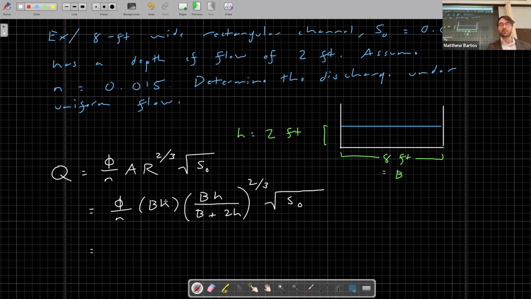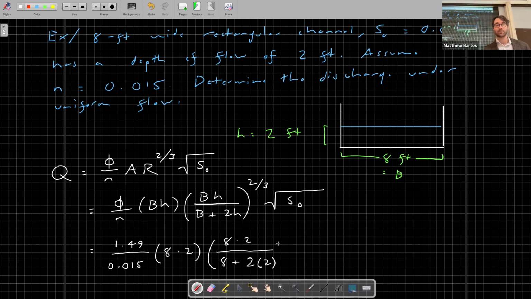Okay, let's put in actual numbers here. So what is phi going to be equal to? 1.49 because we're in US units. n is going to be 0.015. B is 8, H is 2, so in the numerator we're going to have 8 times 2. And then in the denominator, we're going to have 8 plus 2 times 2, all raised to the 2/3 power, times the square root of 0.0004.